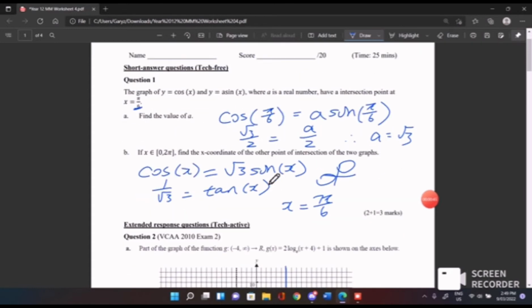In the next question, we have to find the other intersection point of these two graphs. Again, we copy this equation down here, but we sub in a equals root 3 because we already worked it out above. We rearrange it to get 1 on root 3 equals tan x. We know tan x is positive in the first and third quadrant. Since x equals pi on 6 is the solution in the first quadrant, the question is looking for the solution in the third quadrant, and that is 7 pi on 6.